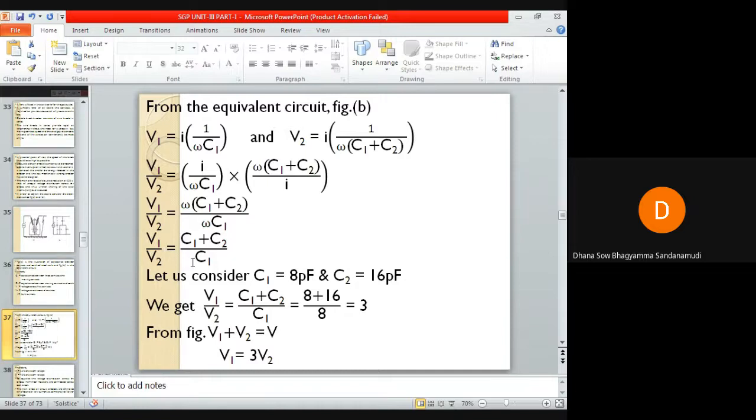This is what we have got. Let us substitute some values here. Let us assume C1 is 8 picofarad and C2 is 16 picofarad. If we substitute C1 and C2 values in this formula, V1 by V2 is equal to (C1 plus C2) by C1, so you will get (8 plus 16) by 8. So you will get 24 by 8, that is equal to 3. So V1 by V2 is equal to 3.